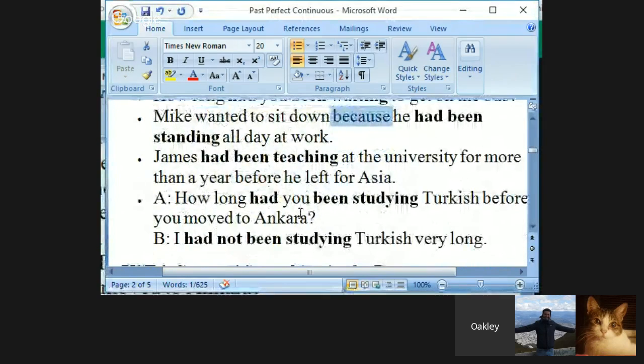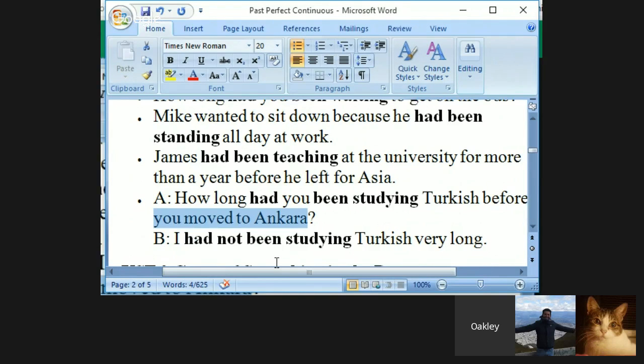Okay. All right. In a dialogue form: How long had you been studying Turkish before you moved to Ankara? I had not been studying Turkish very long. I had been studying for 3 years. Notice in the reply, since we already have established what this interrupting action is, you move to Ankara. Since we've already established that, it's not necessary in a conversation to repeat it.